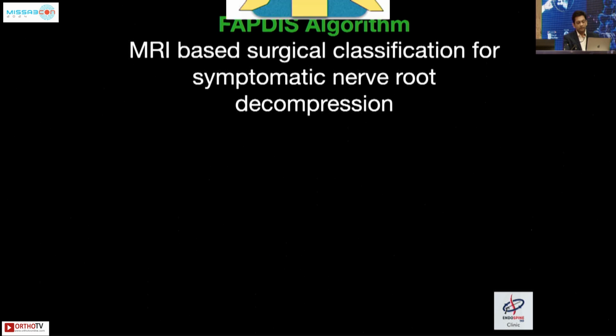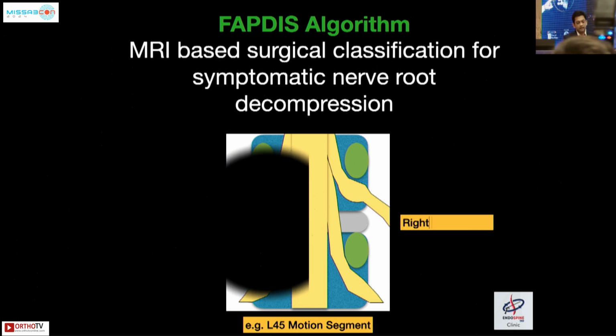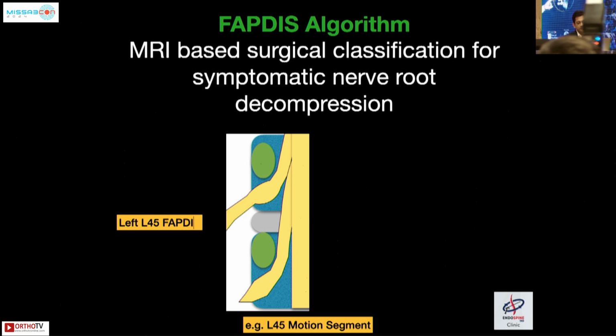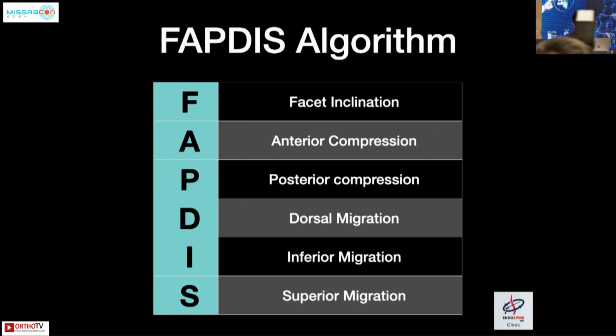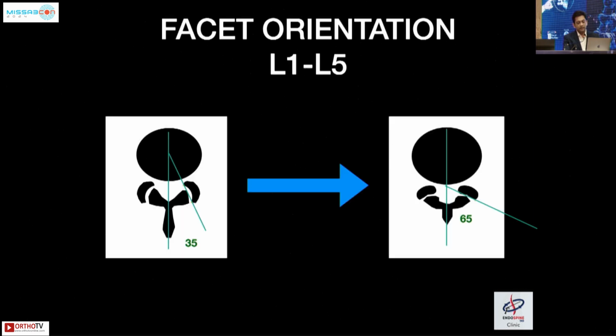When we classify with this FAPDIS algorithm, we should divide the motion segment into the right and the left part. And each half of the motion segment is to be divided into the FAPDIS factors. So what are these FAPDIS factors and which are the components of it? F means facet orientation, then anterior compression, posterior compression, dorsal migration, inferior migration, or superior migration. All these things are to be seen in the MRI to classify this. When we see the facet orientation, we know that from the upper lumbar spine to the lower lumbar spine, facets go from vertical to horizontal orientation.